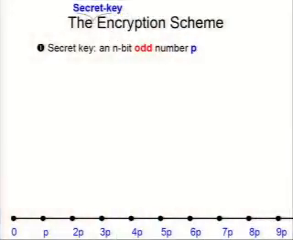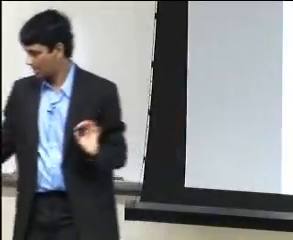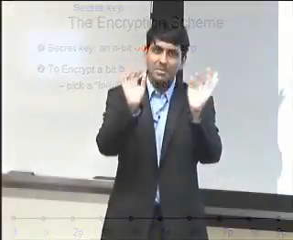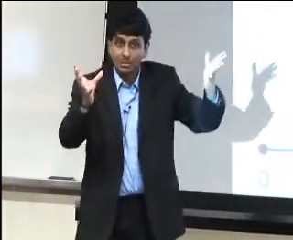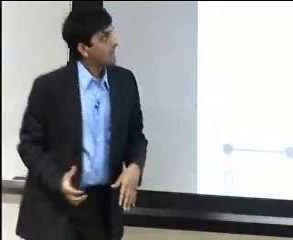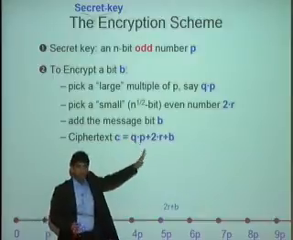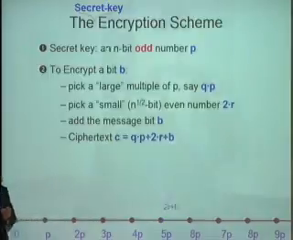Well, the secret key is an n-bit odd number p, where n is pretty large. Okay, so that's the secret key. How do I encrypt a bit b? I'm going to talk about encryption schemes that encrypt a single bit for simplicity. I pick a large multiple of p, let's say q times p, so q is a very large number. I'm going to pick a small even number, 2 times r, and I'm going to add all these quantities together with the message. So the ciphertext is q times p, this large number, plus the small noise term, 2 times r, plus b. That's the ciphertext.